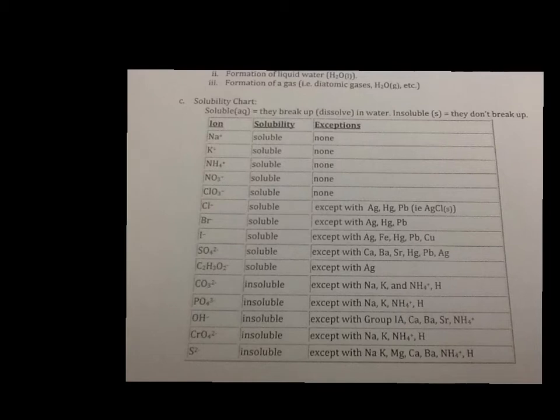So let's take a look at the solubility chart. This is not all the soluble possibilities, but it is a list that will help you out. So soluble means aqueous, or AQ, means it will dissolve in water, or the two ions will break up and dissolve in water. Insoluble, which is represented by an S for solid, it means that something will not break up. It means it really is like a precipitate or it's still a solid.